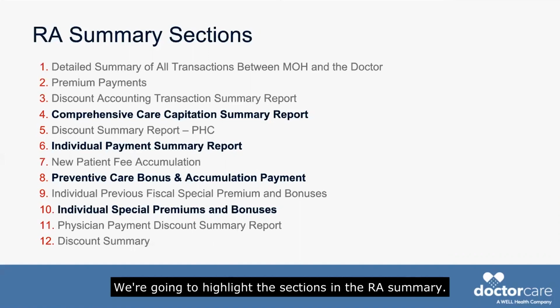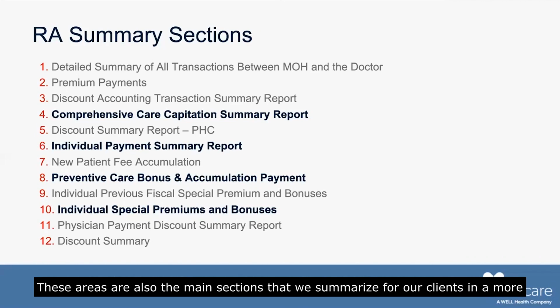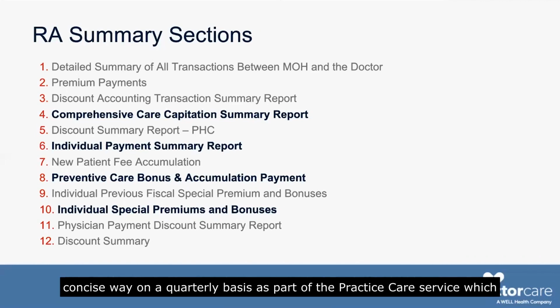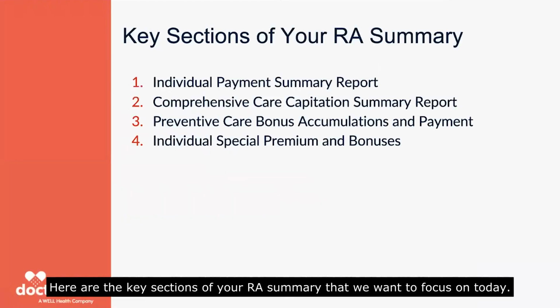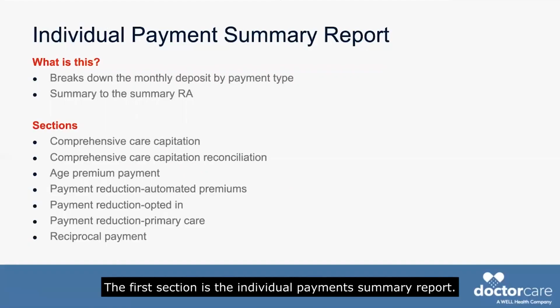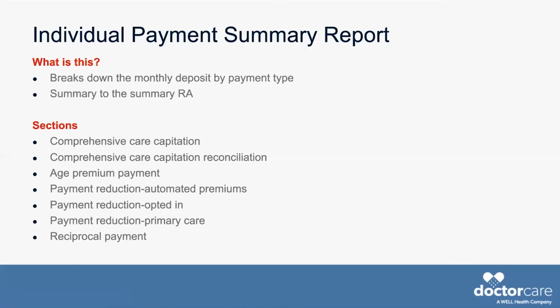And so that's what we're going to do today. We're going to highlight the sections in the RA summary. These areas are also the main sections that we summarize for our clients in a more concise way on a quarterly basis as part of the practice care service, which allows them to drive meaningful changes in their billings and their revenue. Here are the key sections of your RA summary that we want to focus on today. The first section is the individual payment summary report.